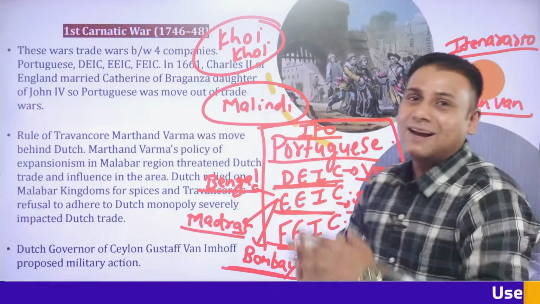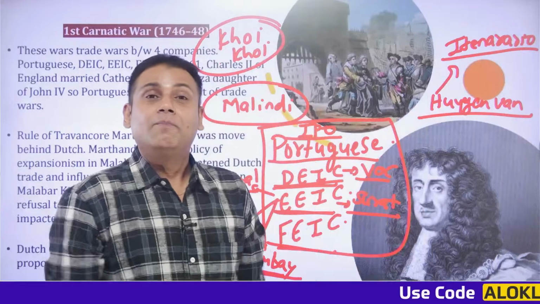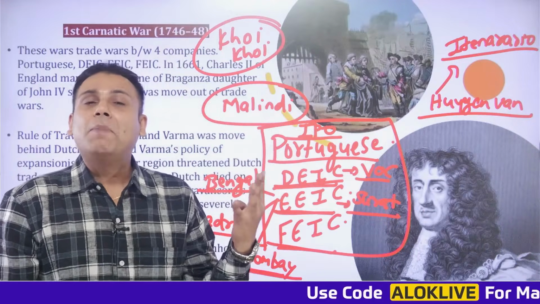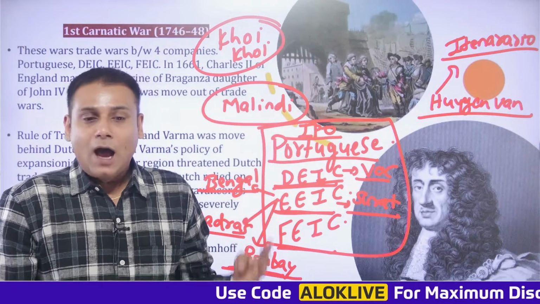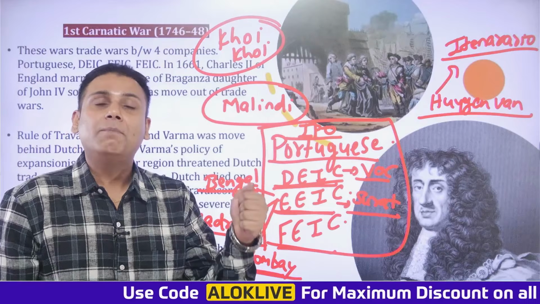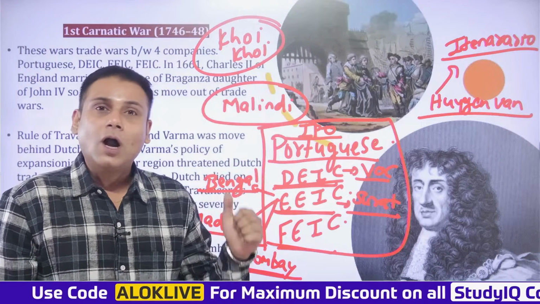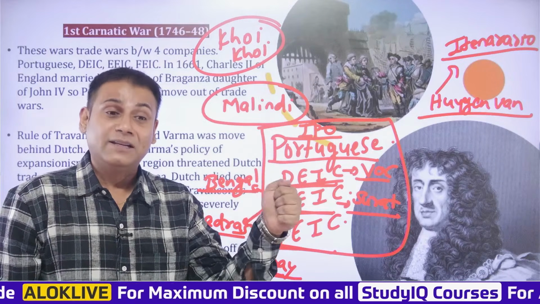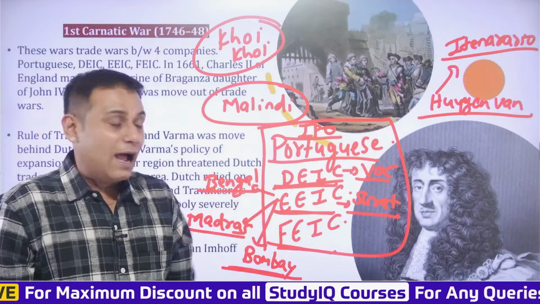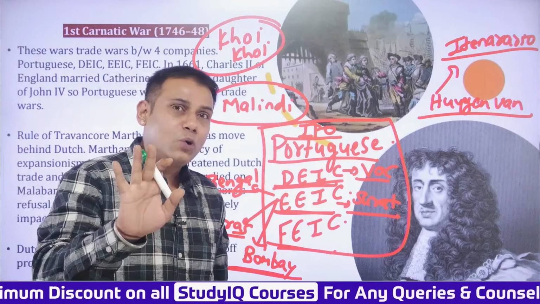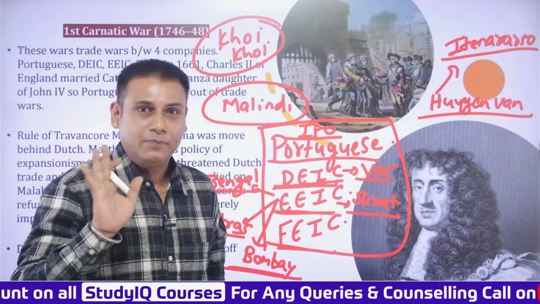Now, the next question that arises in the mind of every aspirant: if there are 4 colonial powers in India, how come the English East India Company became dominant? Or how come the English East India Company dominated the scene? Okay? And finally, there will be 2 colonial powers remaining in India. Now, let's understand how.